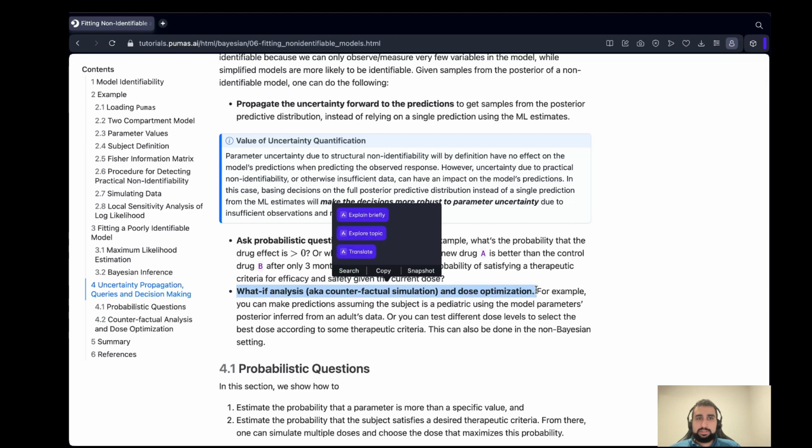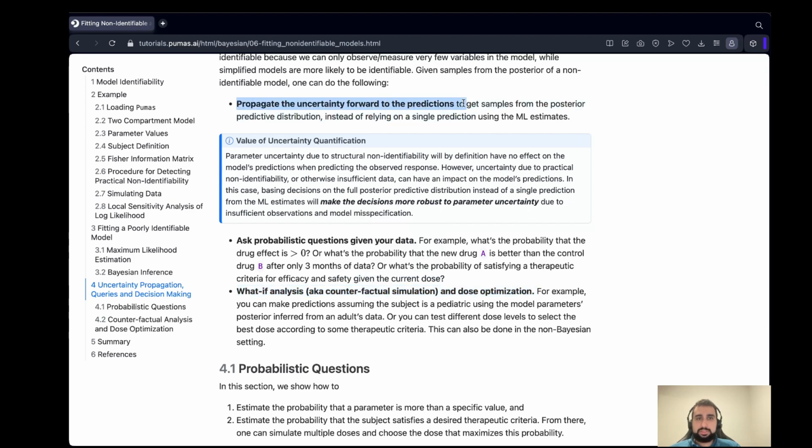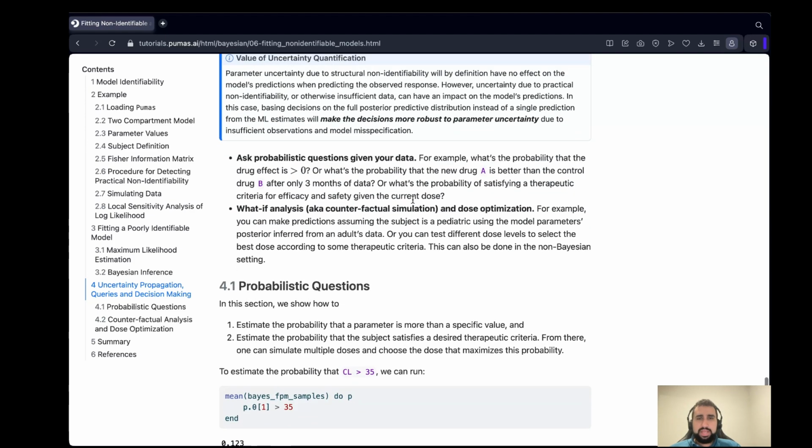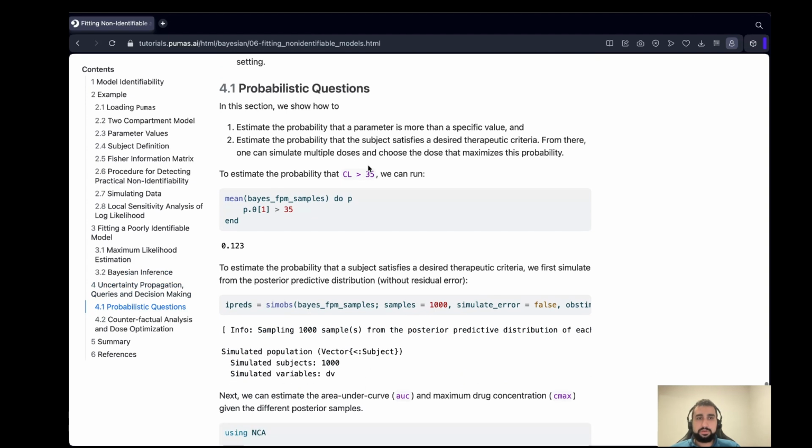So we can do the simulation or prediction exercise that we did earlier. And in some ways, this is just another example of this. We're propagating the uncertainty forward, but not just for the experimental conditions that we have, but for conditions that were never used in the experiments. And this could be used, for example, for optimizing doses, trying different dosing regimens, and so on. And then once we have that, we can still ask probabilistic questions given our simulations. So what is the probability that the AUC is more than a certain value, or the Cmax is less than a certain value? And we're going to see some examples here.